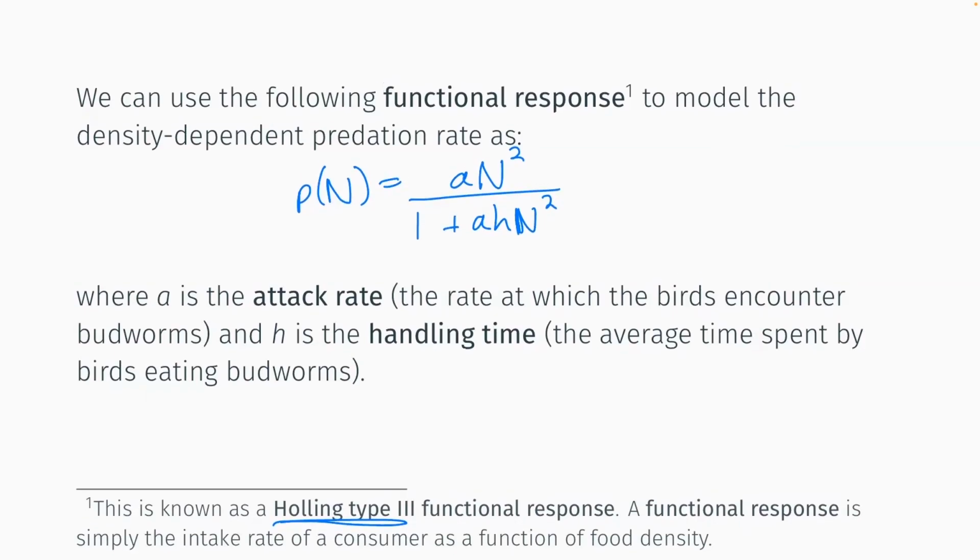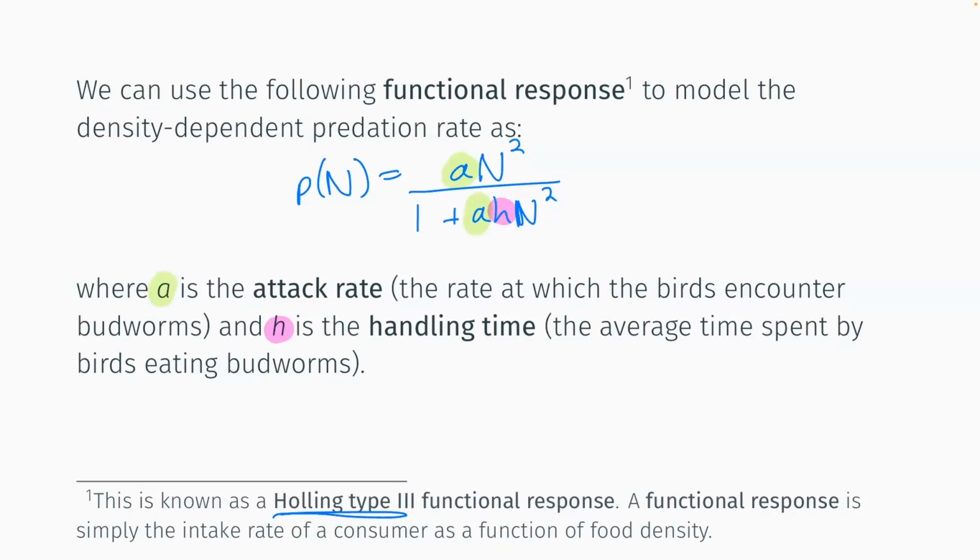So here, what are these different terms? This a is going to be my attack rate. So that's telling me something about the rate at which birds encounter the budworms, so how often they're trying to forage for them. This h is known as my handling time. And this is capturing this idea that birds need to actually catch the budworms, and you need to eat them and digest them, and they're not just constantly consuming them. Okay, so this handling time refers to that idea. There's a delay essentially built in.